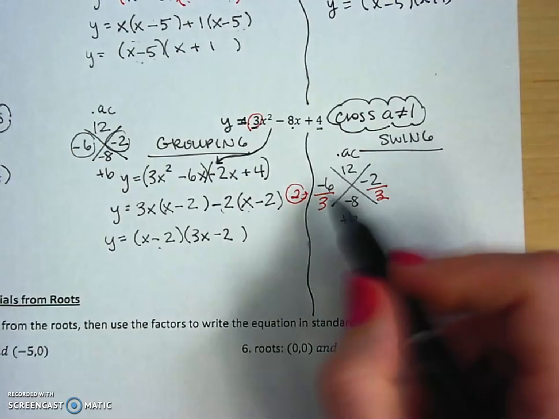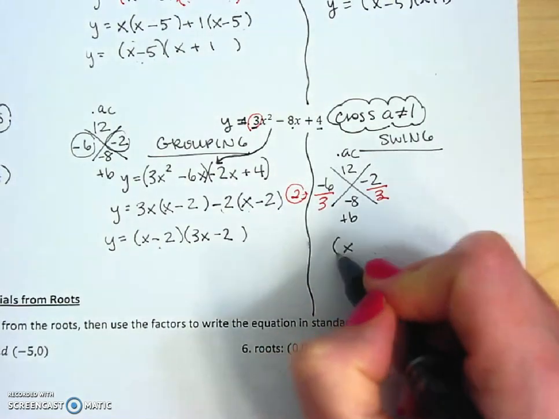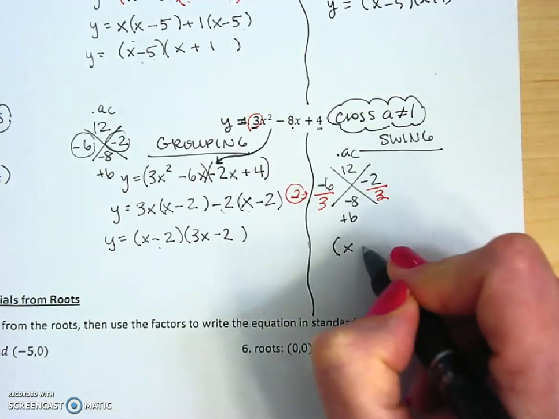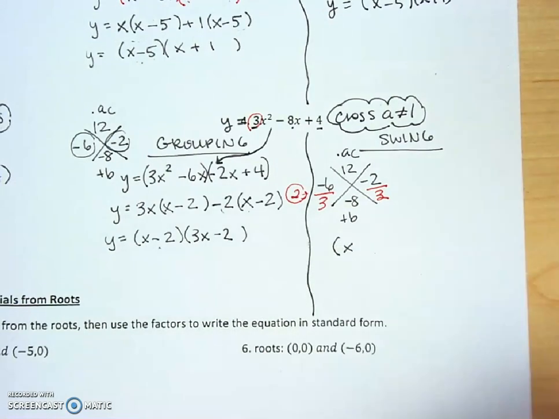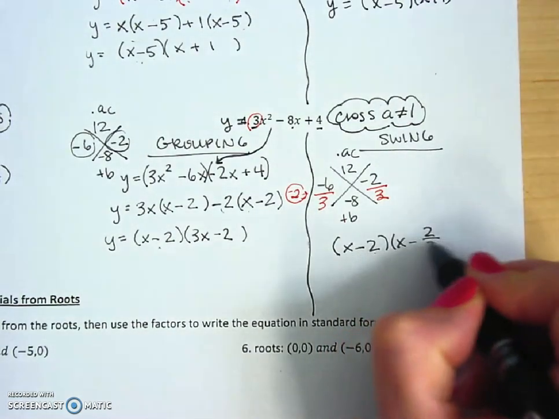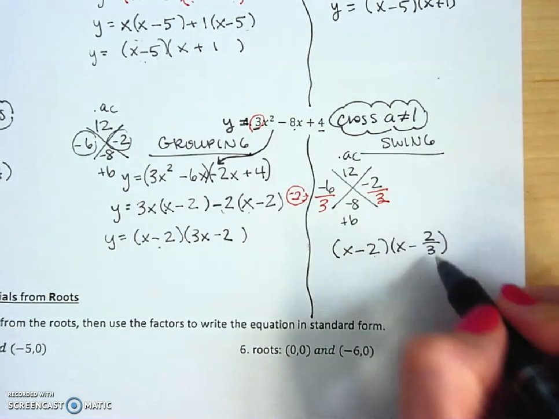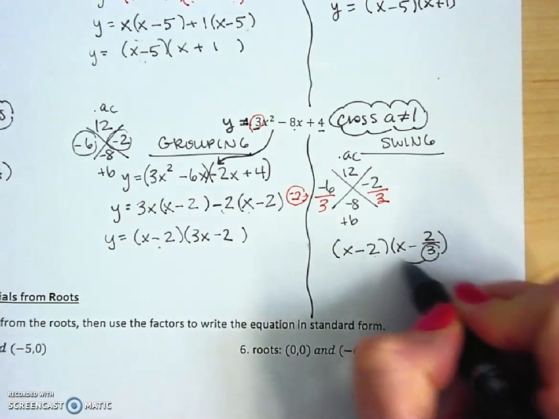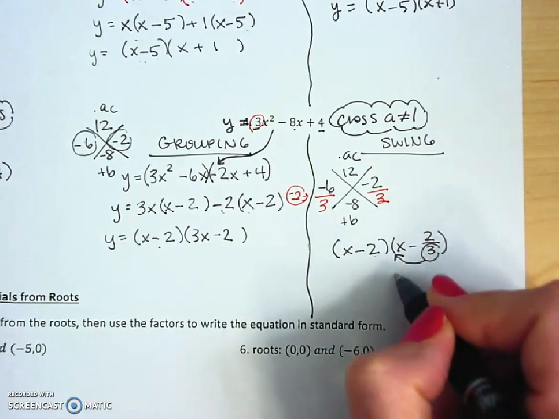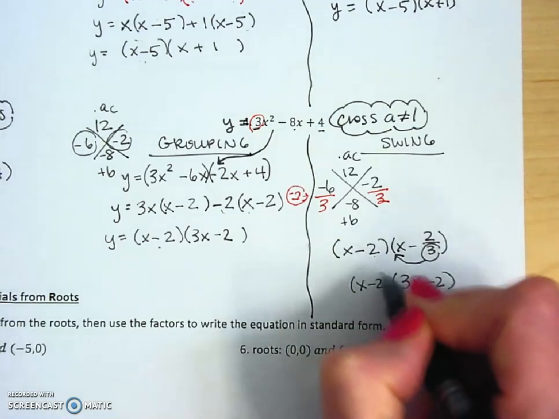So now I'm just going to go straight to factored form using those two numbers. Negative 2, sorry. X minus 2 and x minus 2/3. And the one that has the fraction, you're going to take the denominator and swing it to the front of that factor. So 3x minus 2, and then you have x minus 2.